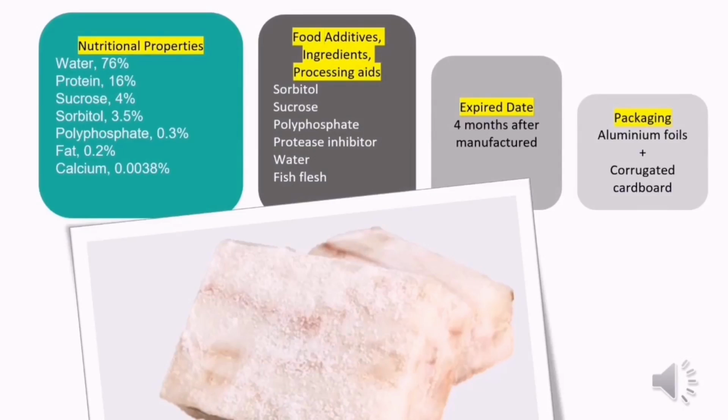The nutritional properties in our frozen surimi are water, protein, sucrose, sorbitol, polyphosphate, fat, and calcium. And the food additives, ingredients, and processing aids in our frozen surimi are sorbitol, sucrose, polyphosphate, protease inhibitor, water, and fish flesh. And the expiry date is 4 months after manufacture. And the packaging that we will use is aluminum foil and corrugated cardboard.